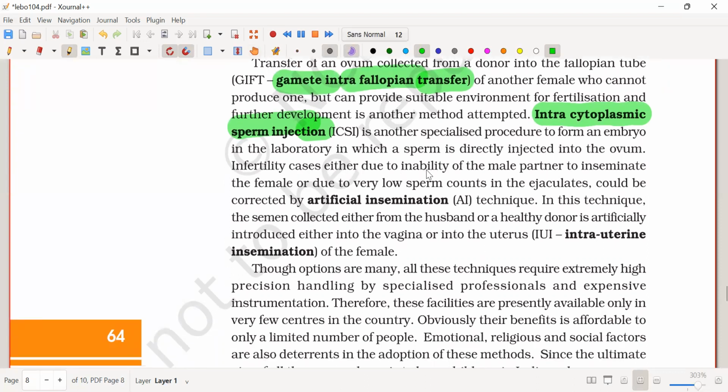Infertility cases, either due to inability of the male partner to inseminate the female or due to very low sperm count in the ejaculates, could be corrected by artificial insemination, AI technique. In this technique, the semen collected either from the husband or a healthy donor is artificially introduced into the vagina or into the uterus, intrauterine insemination.